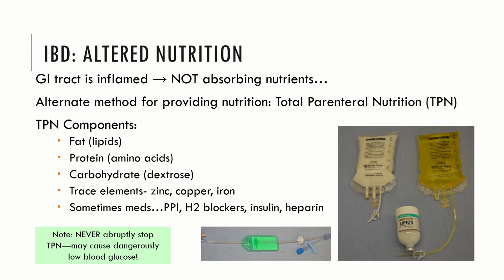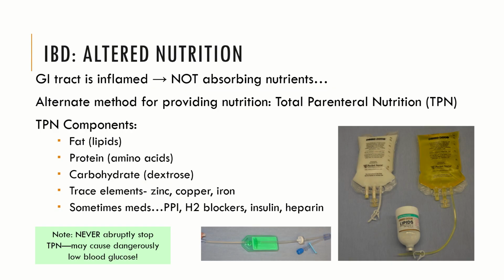So another thing that we are worried about with IBD is altered nutrition. When the GI tract is inflamed in any sort of way, the GI tract is not going to be able to absorb nutrients like it was supposed to. One thing that we can do to provide nutrition is TPN. TPN consists of fats, proteins, carbohydrates, and some trace elements like zinc, copper, iron. Sometimes we can even combine medications in with the TPN if needed so that we don't need to use another line.